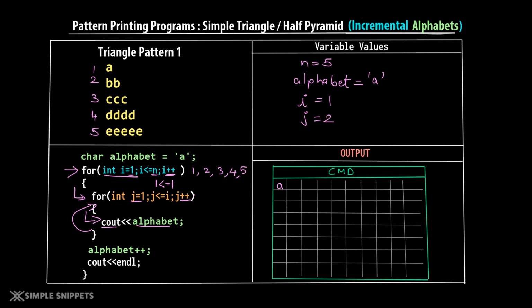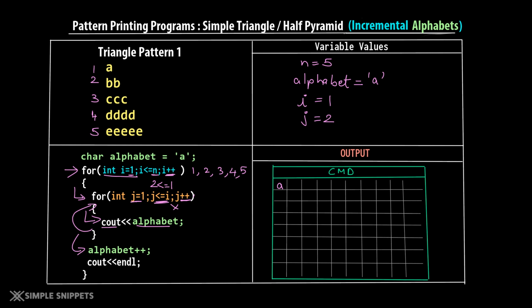So now again the condition will be checked, which is j less than or equal to I. So is 2 less than or equal to 1, because I is still 1, because we are in the first round of the outer for loop? Of course 2 is not less than or equal to 1, because 2 is greater than 1. So now the condition has become false, so you'll not go inside this inner for loop, you'll come outside, and now you're going to say alphabet plus plus.